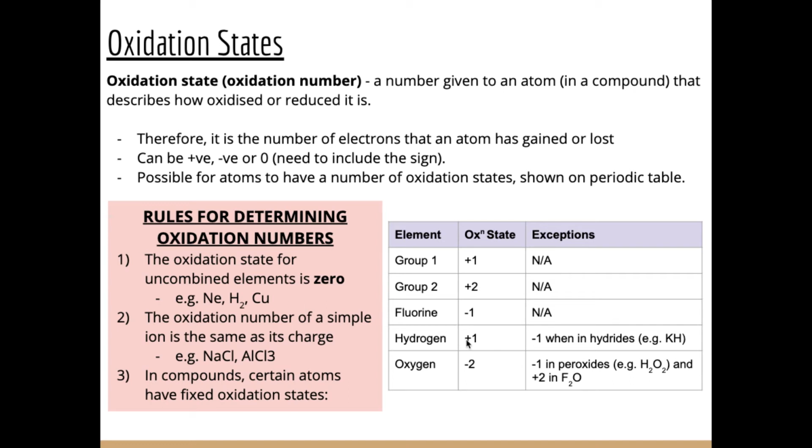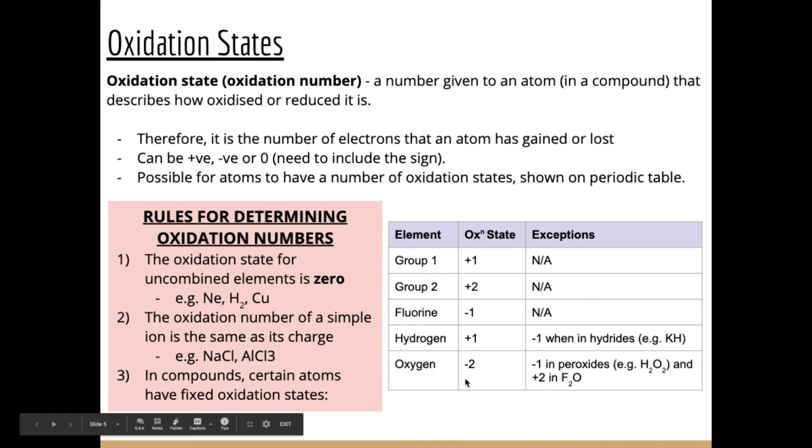Hydrogen is usually a +1. The only time is when it is a -1, when it's in the hydride. For example, if it is in a compound with a group 1, because the group 1 is always going to be +1, so if we have KH, it means it has to be -1. So hydrogen can be +1 or -1 in the hydride.